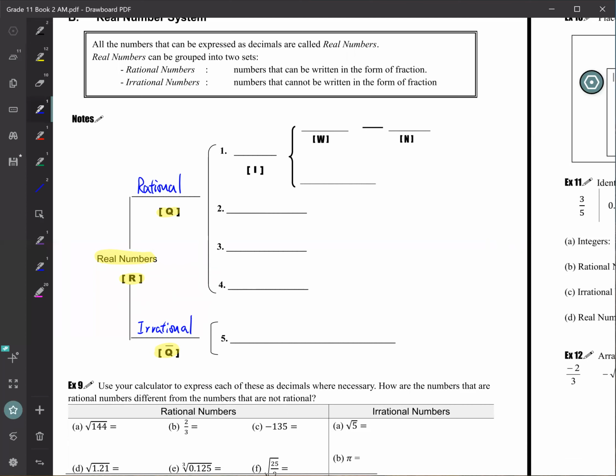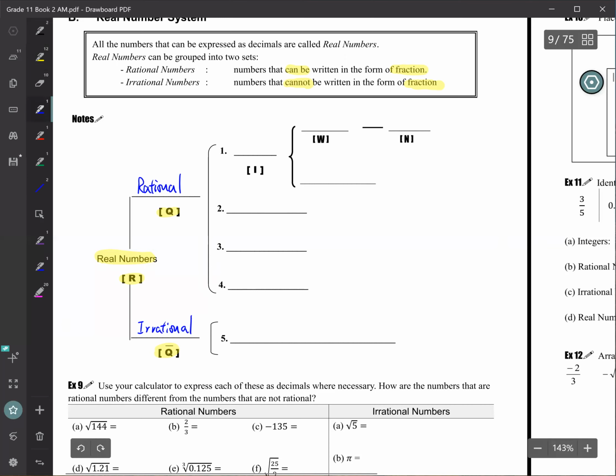So please fill in the blank. Rational numbers are numbers that can be written in the form of a fraction. Irrational means it cannot become a fraction, cannot be rewritten as a fraction. So let's start with the irrational first.